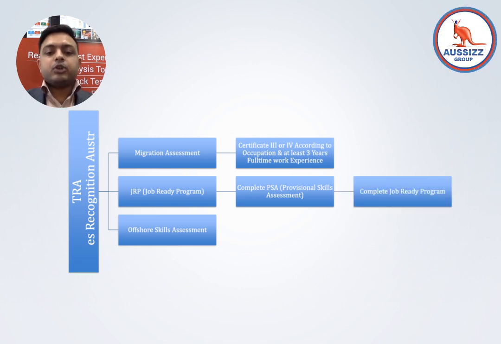Now the stage 2 of the job ready program is to register yourself for a JRP. Once you register, you get 12 months from that day, and the applicant has to have full-time work rights, as they will need to complete 1725 hours of work between 12 to 18 months. So minimum 12 months you can take, maximum you can take is 18 months. You need to complete 1725 hours in that time.